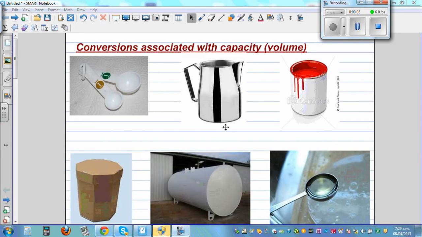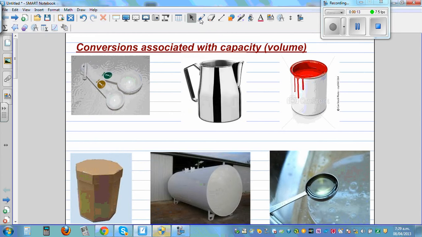In this video, I want to talk about conversions associated with capacity or volume. So I've copied and pasted some images from Google. This picture seems to be 1 teaspoon, TSP, and this is half a teaspoon.